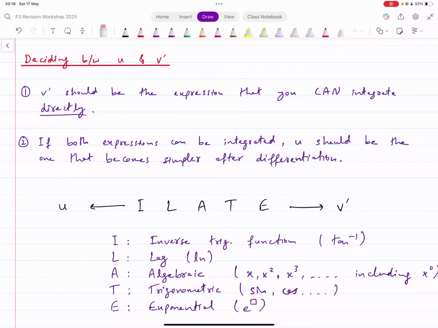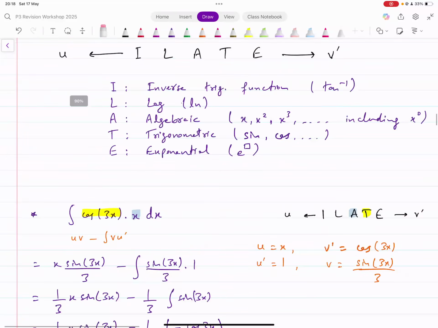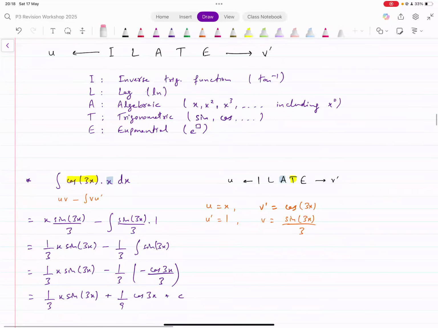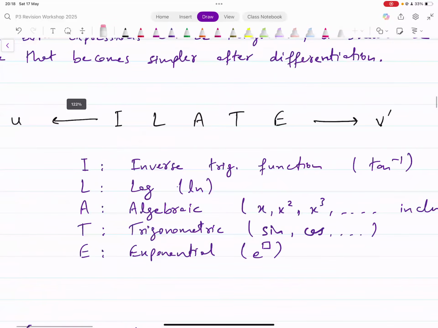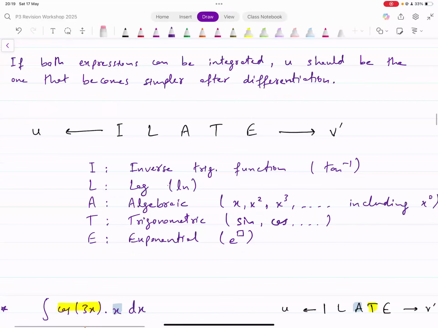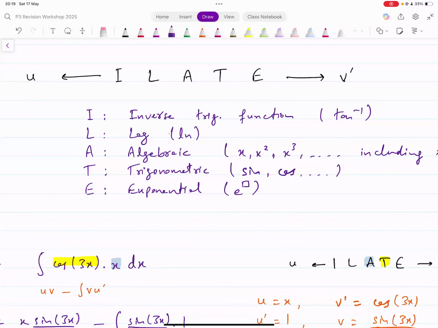Now that's the logic, but eventually the result that we get from that is a rule that we would remember to decide what to take as u and what to take as v dash. You can remember this as ILATE. We use this for integration by parts for deciding between u and v dash. Remember these initials I, L, A, T, E, ILATE.